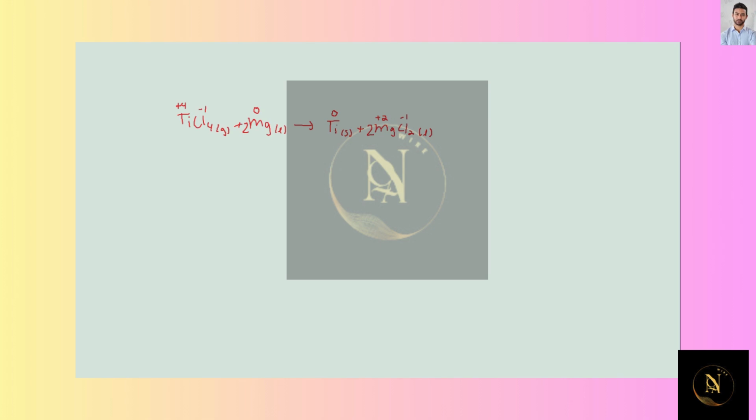So what's changing oxidation numbers? Well, first off, titanium it's going from +4 to 0. Therefore, titanium is gaining electrons. And so titanium is being reduced. And then magnesium is going from 0 to +2. Magnesium is losing electrons, so it is being oxidized.